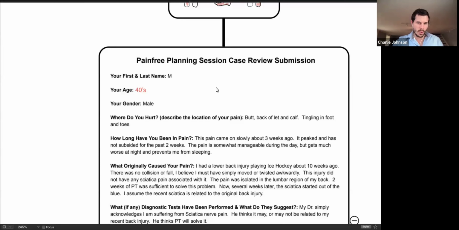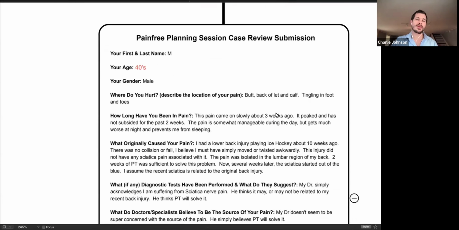M, male in their 40s, pain in the butt, back of left leg and calf, tingling in foot and toes. Very similar, different side. Pain came on slowly about 3 weeks ago. So we're already seeing the difference. Instead of 9 months, 3 weeks ago. It peaked and has not subsided for the past 2 weeks. Somewhat manageable during the day, gets much, much worse at night, prevents him from sleeping. Pain at night while sleeping, while not always a sign of inflammation, is often a sign of inflammation.